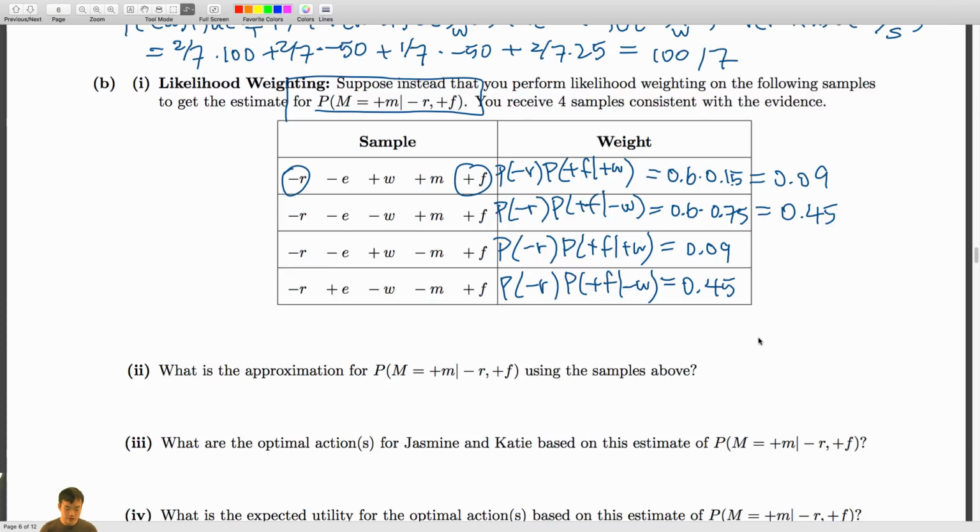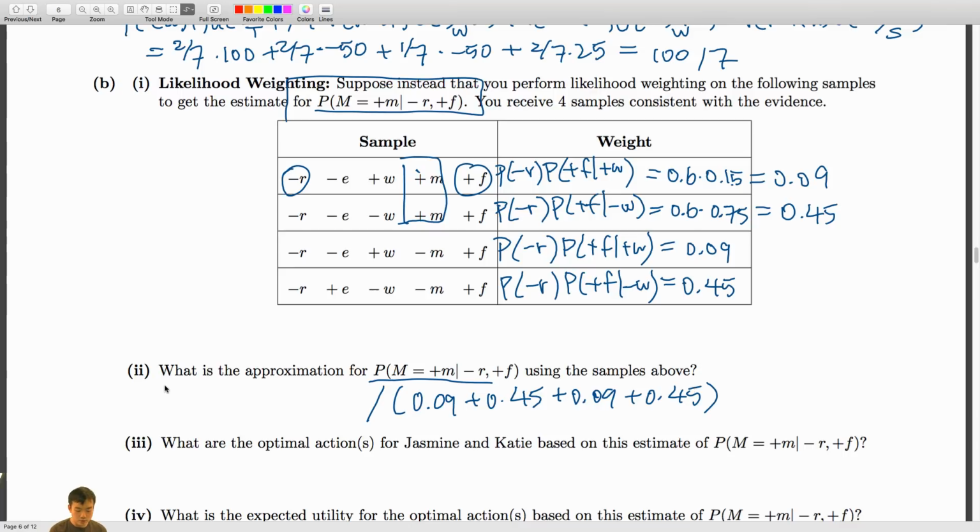And so given these four samples, now we can compute the actual approximation we make for this probability that we're interested in. Notice that we have +M in two of the cases here and -M in the other ones. The total sum that we're going to divide by is equal to the sum of the weights of all the samples, 0.09 plus 0.45 plus 0.09 plus 0.45, and the weights we're going to put on the numerator are those where M is equal to +M. And so that's going to be equal to 0.09 plus 0.45. And notice that this is equal to precisely 1/2.